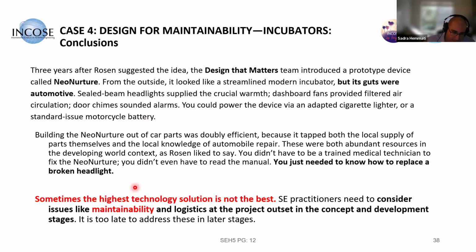And the handbook says sometimes the highest tech solution is not the best. Simplicity is sometimes much preferred. And when proposing a solution to a problem, we should consider the whole life cycle, including maintenance and logistics, besides the concept and development.